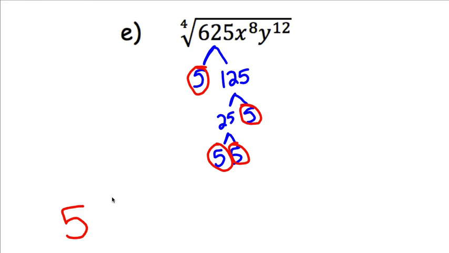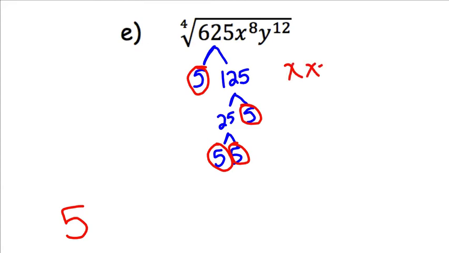That means I can bring a 5 out. All right, so I don't have any numbers left over inside this root. So let's move on to the x's. I have 8 x's. How many am I writing at a time? I'm writing 4 at a time, so let's write them down.